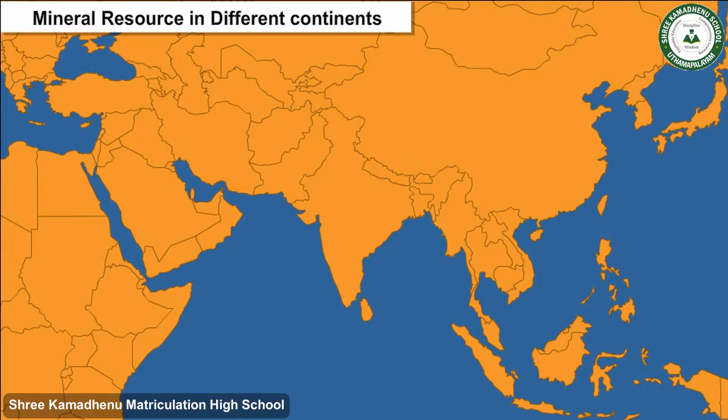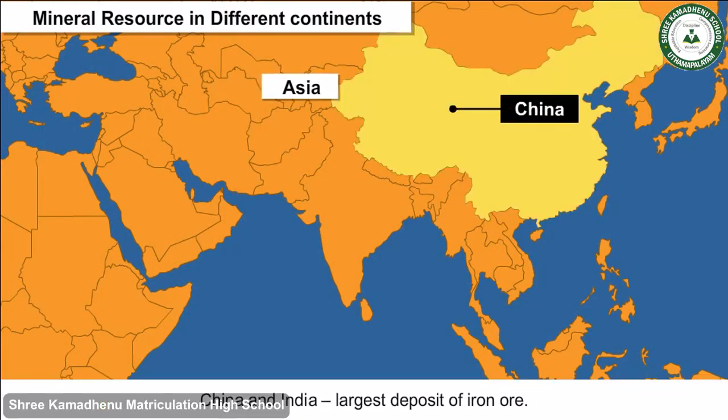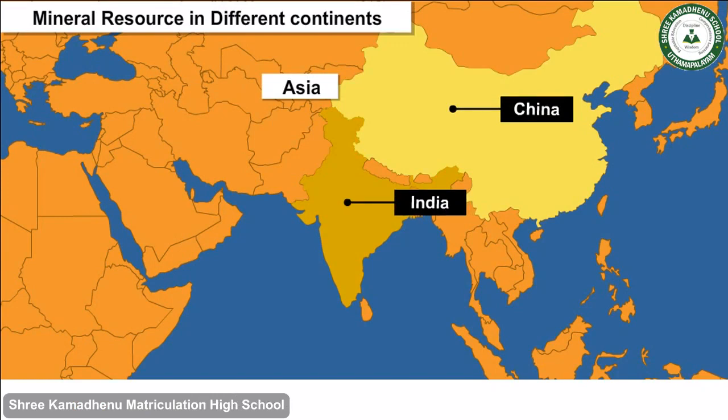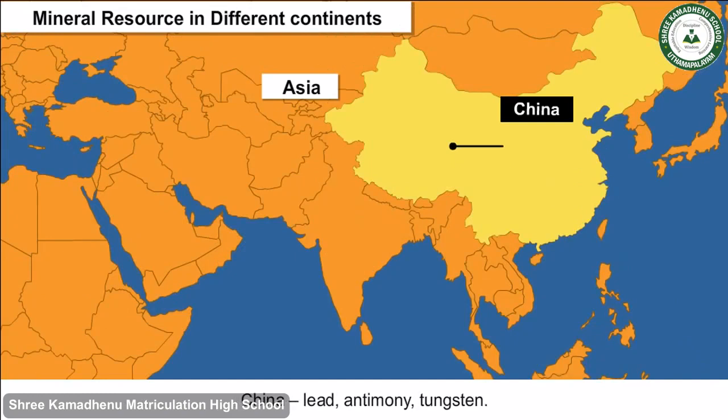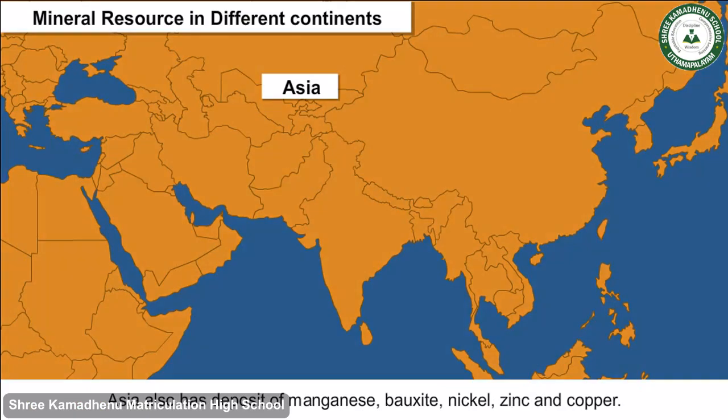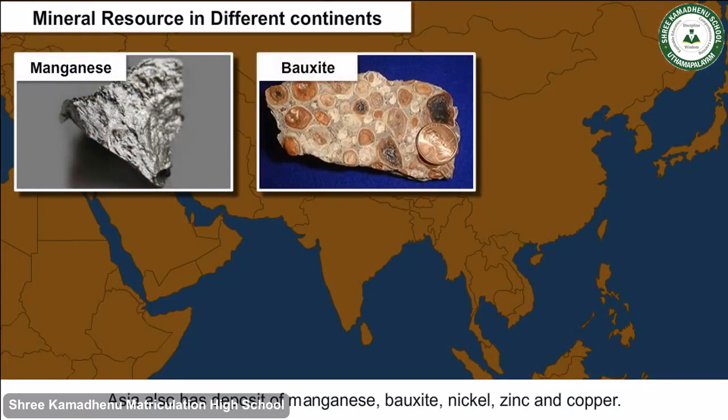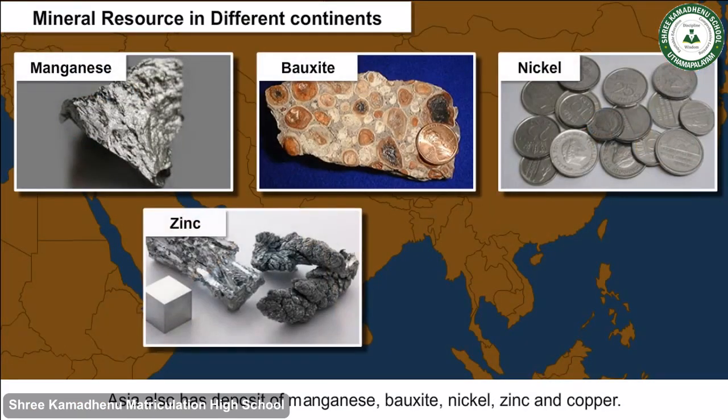Mineral resources in different continents. Asia: China and India have the largest deposits of iron ore. China, Malaysia and Indonesia are the world's leading producers of tin. China also has lead, antimony, and tungsten. Asia also has deposits of manganese, bauxite, nickel, zinc, and copper.